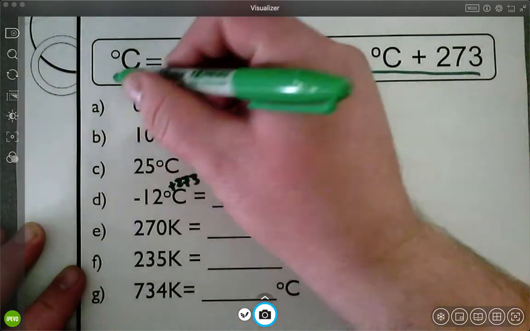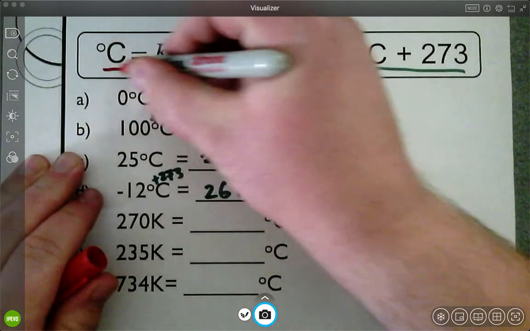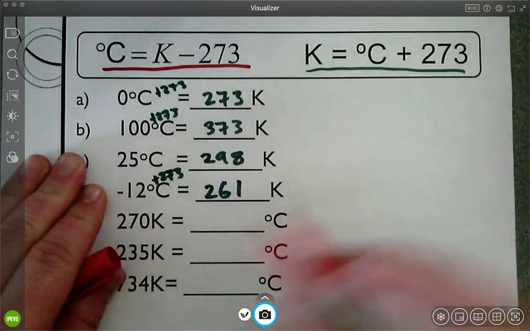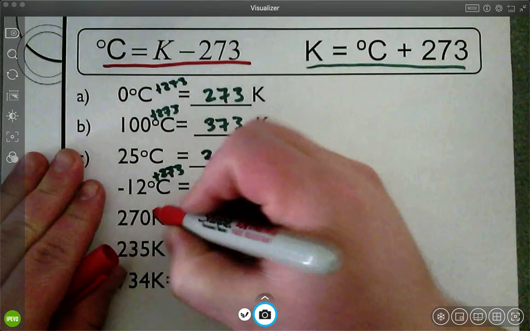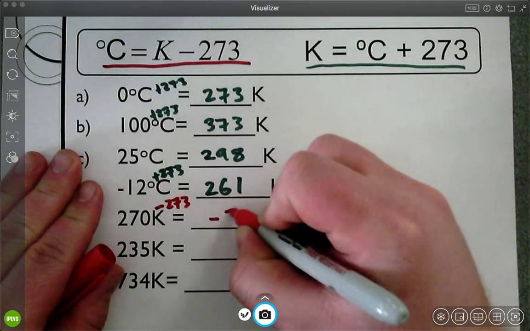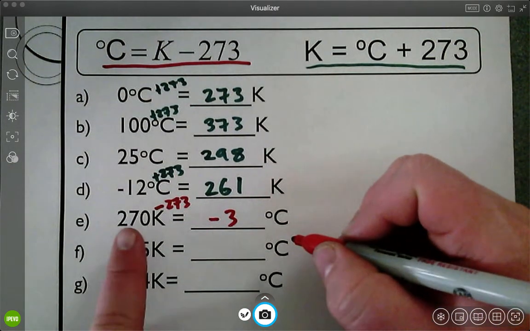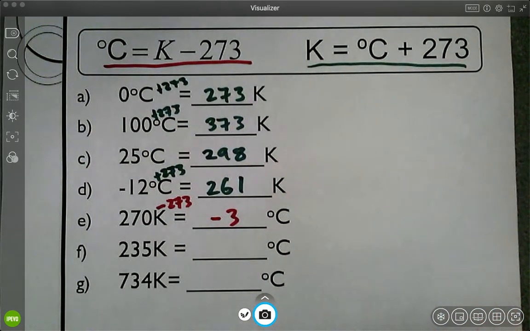Now, to go backwards, let's say it's 270 Kelvin. What we're going to do is subtract 273. Okay, so going backwards, subtract 273, the exact opposite. So 270 minus 273 gives me negative 3 degrees Celsius. Right? That one's below 0 for Celsius, but 273 above absolute 0.